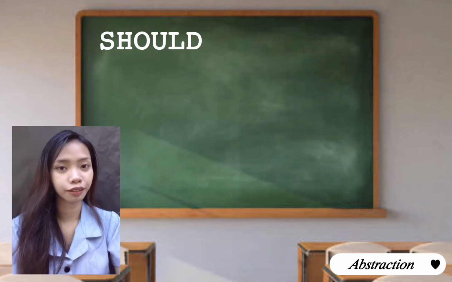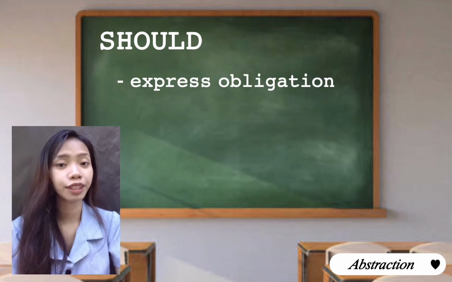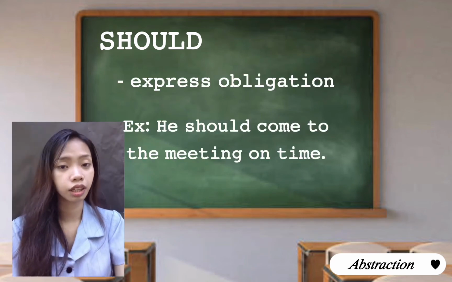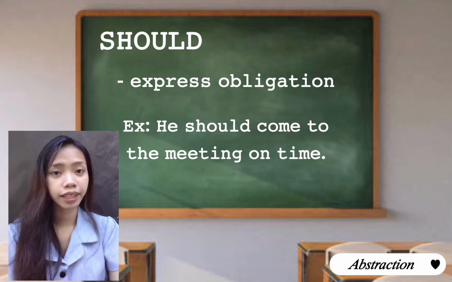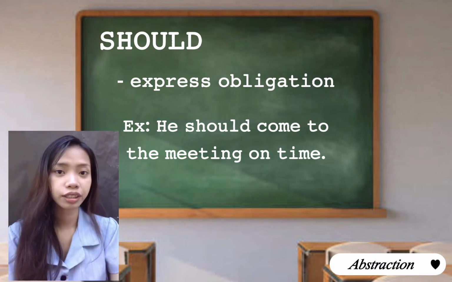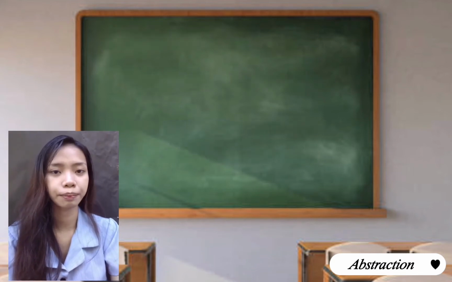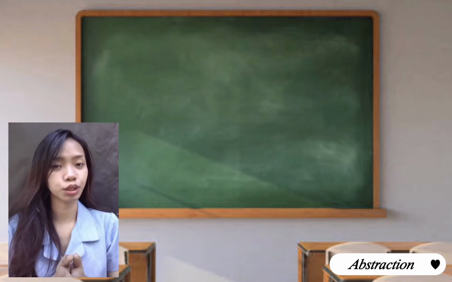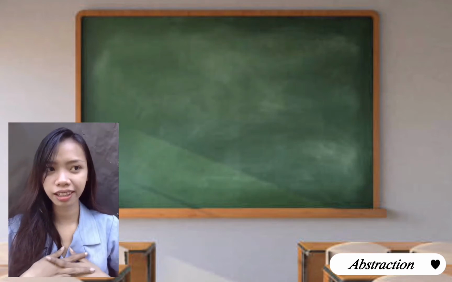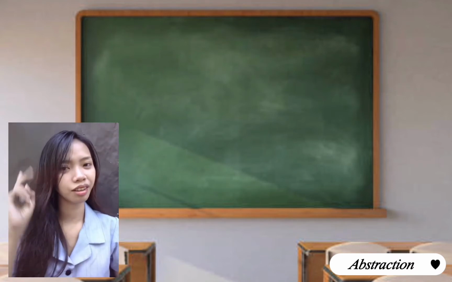Modal verbs also convey obligation. For example, he should come to the meeting on time. Now in here, the person being referred to is obliged to come to the meeting at the exact time. Now let's proceed to the last two modal verbs. What are they? Must and ought to.